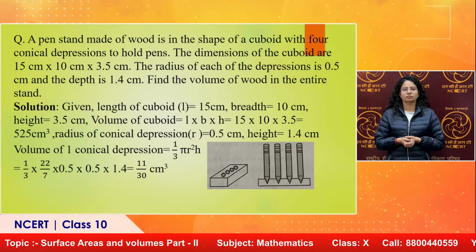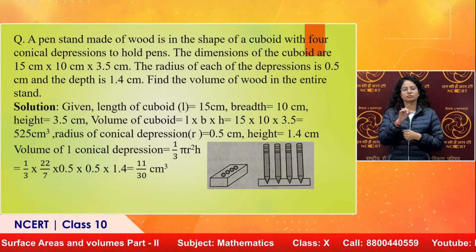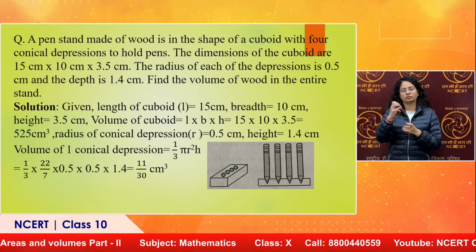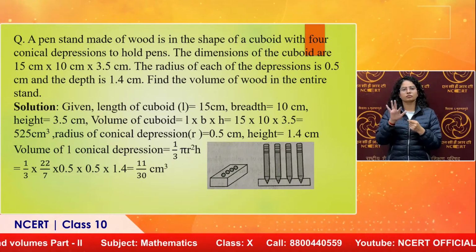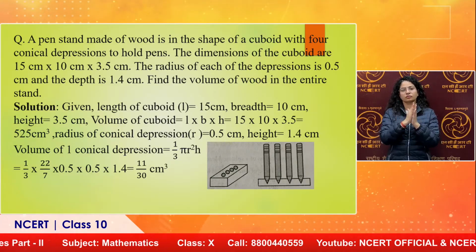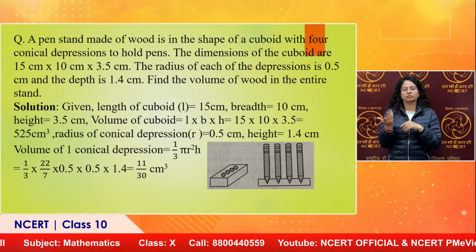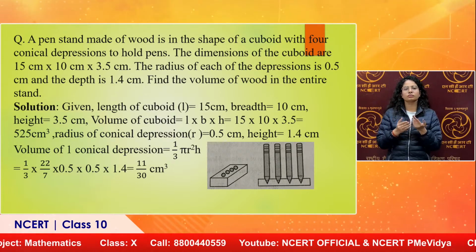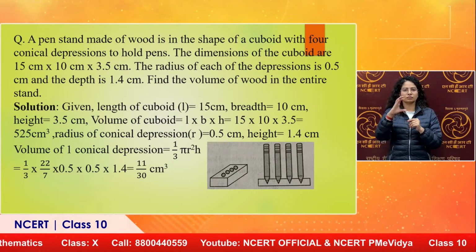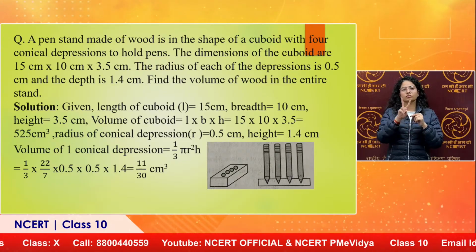The dimensions of the cuboid are 15 centimeters, 10 centimeters and 3.5 centimeters. This is a question from your textbook. The radius of each of the depressions is 0.5 centimeters and the depth is 1.4 centimeters. Find the volume of the wood in the entire stand.